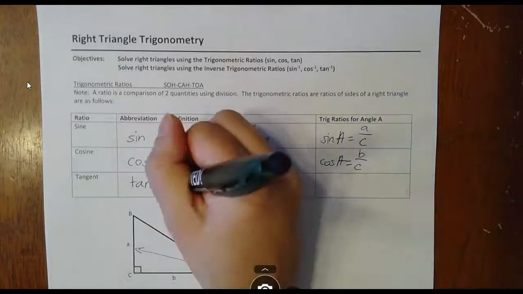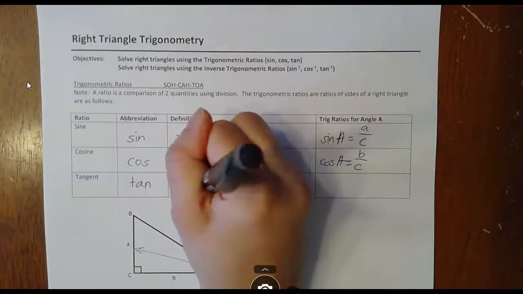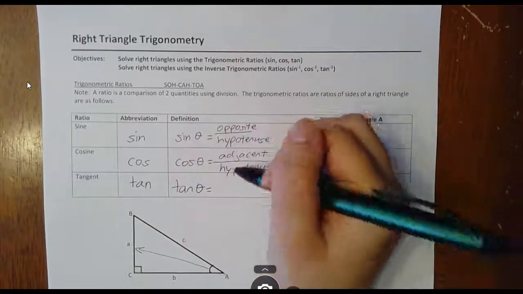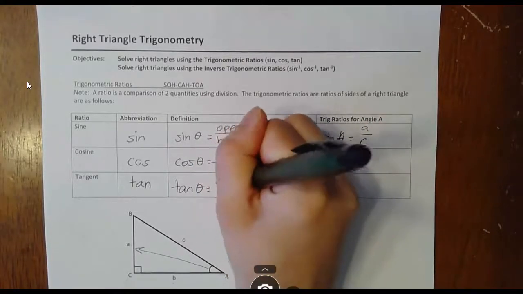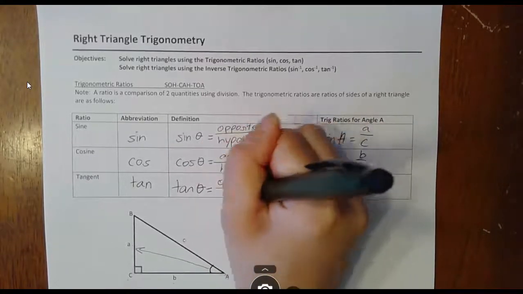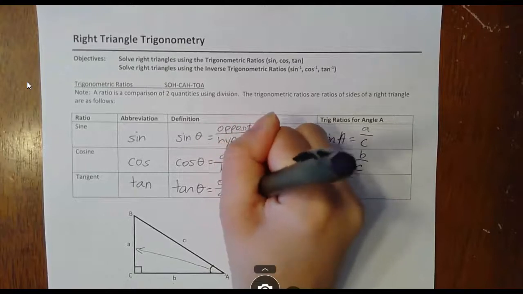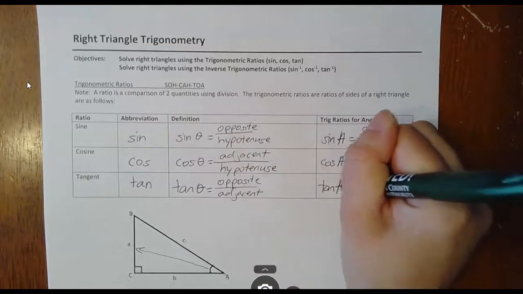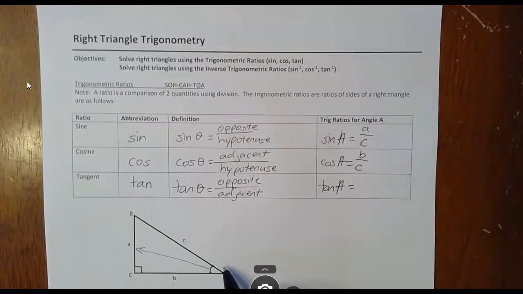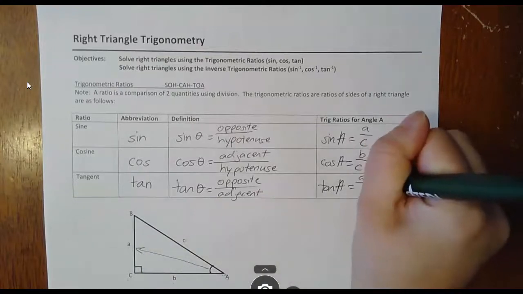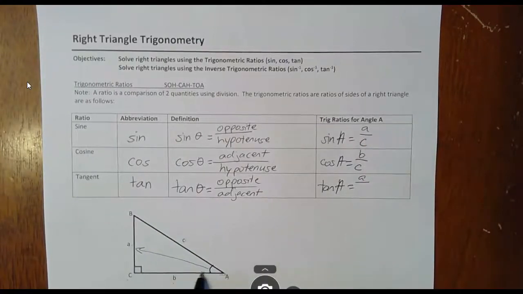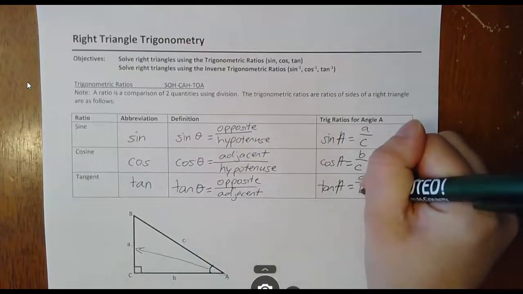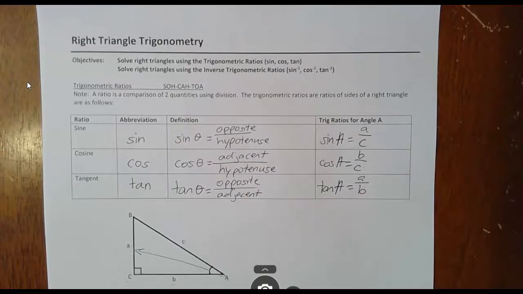Last one is tangent. Tangent of any angle is opposite over adjacent, the ratio of the opposite side to the adjacent side in a right triangle. If I want to find the tangent of A in my right triangle, the opposite side is across from it, little a. The adjacent side is the side next to it that's not the hypotenuse, so the side next to it is little b. Okay? So that's what they are.